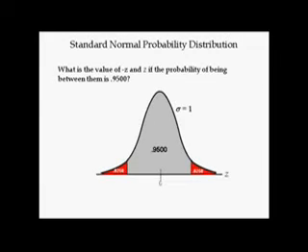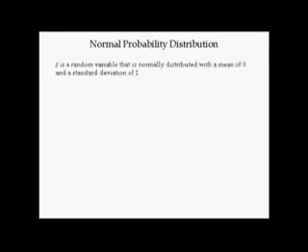The lower tail probability of 0.0250 is associated with a negative z value equal to negative 1.96. By symmetry, the upper z value is 1.96. Z is a random variable that is normally distributed with a mean of 0 and a standard deviation of 1.